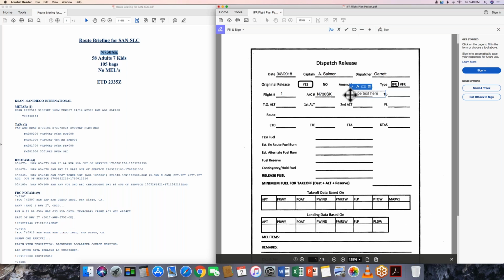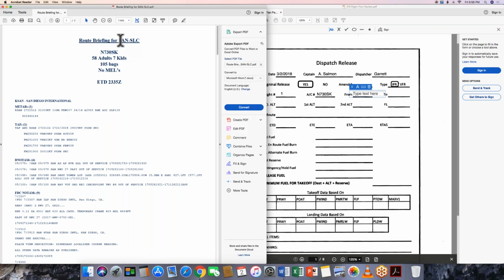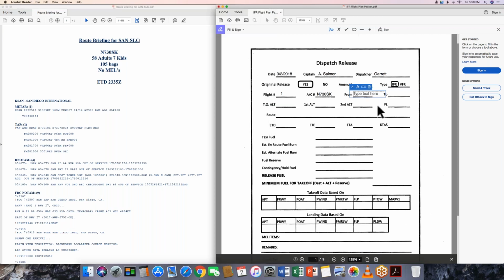We just always imply that there's an N at the beginning of the number because all aircraft start with N. Okay, we look back here at our briefing guide. We've got San Diego to Salt Lake City. So our from here will be San. And our to will be Salt Lake City.